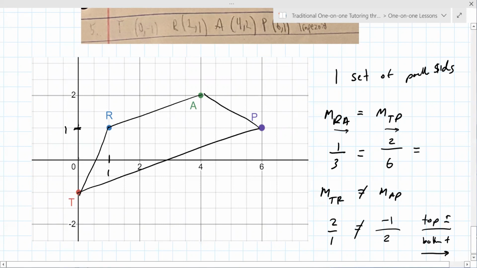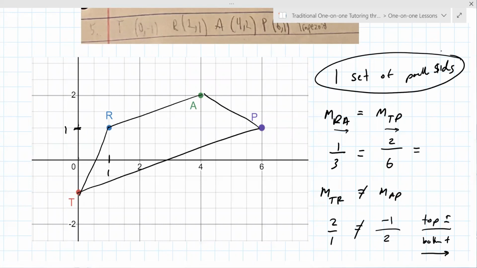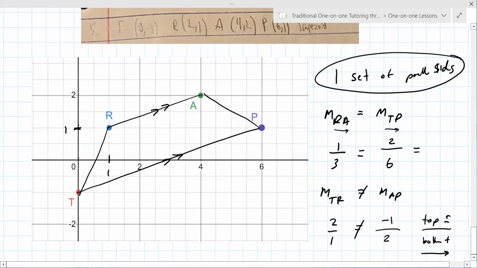Oh, yeah, that's true. So here's what we've proven. We've proven that it has one set of parallel sides. That is sufficient, because the definition of a trapezoid is that it's a quadrilateral with just one set of parallel sides. And that would be from T to R and then A to P. It means RA is parallel to TP. That's what we've proven.